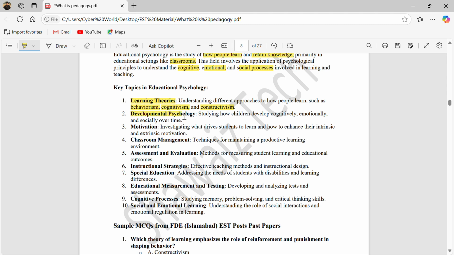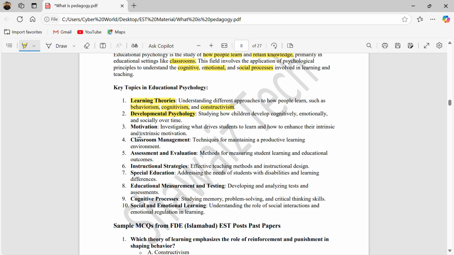Then developmental psychology: studying how children develop cognitively, emotionally, and socially with respect to time. And motivation: investigating what drives students to learn and how to enhance their intrinsic motivation too. To enhance the internal and external motivation of students, you must provide motivational skills to the students.